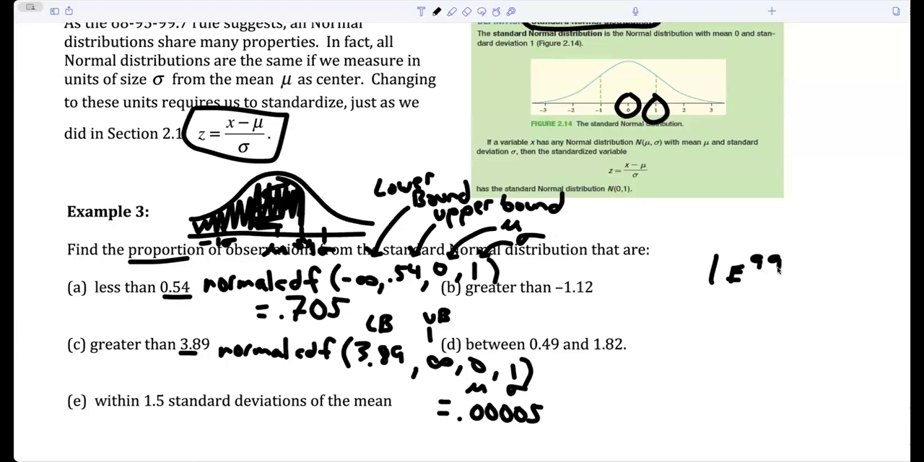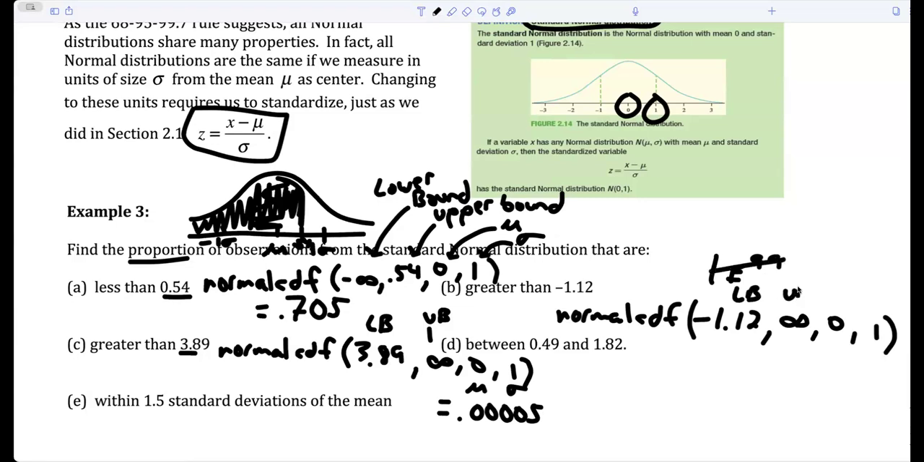Okay, let me check your answers here. This one would be normal CDF greater than negative 1.12. So that's going to be negative 1.12 to positive infinity. And then mu and sigma are 0 and 1. Label: lower bound, upper bound, mu and sigma. And for this one, I got 0.869.